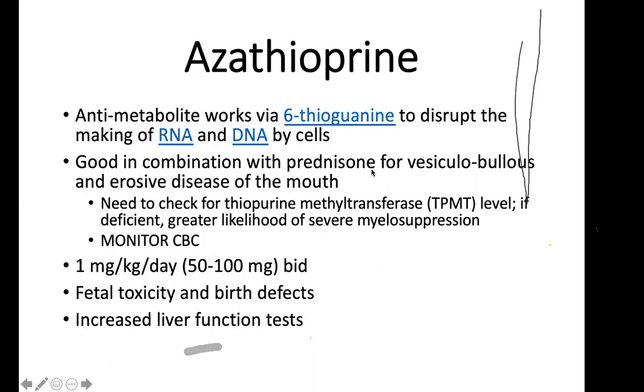It works via a disruption in 6-thioguanine. You know that there are purines and pyrimidines in DNA and RNA. The purines are guanine and, I believe, adenine. And so when there's disruption to guanine, production of DNA and RNA by cells is depleted. So when we talk about this, we are talking about labile cells or primary cells that are constantly dividing.